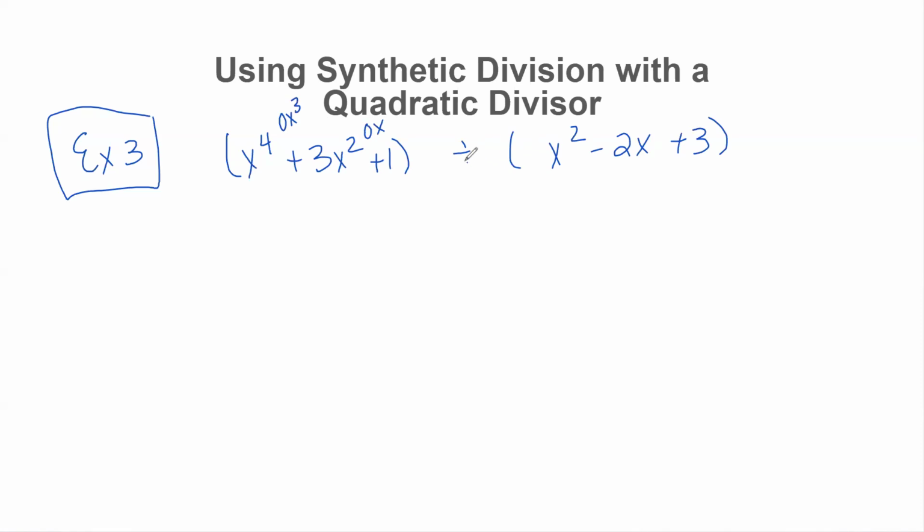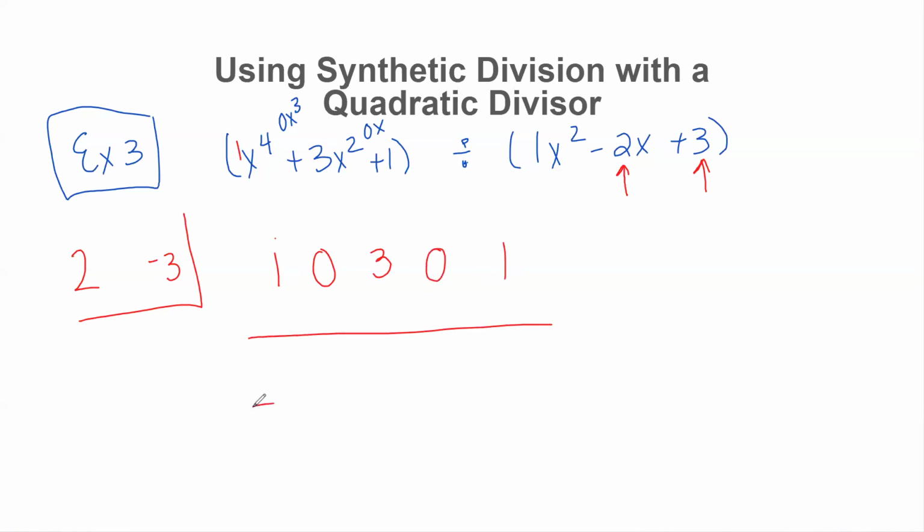And now you will note on the divisor that it does have an invisible 1 right there, so we are good to go. All right, so for synthetic, we make our box. Take this middle term, flip it to be a 2. The last term, flip it to be a negative 3. And now the coefficients of the dividend: an invisible 1, 0x cubed, 3x squared, 0x, and a 1. Draw your double lines, drop all the way down, drop halfway down, and always on the bottom you multiply.